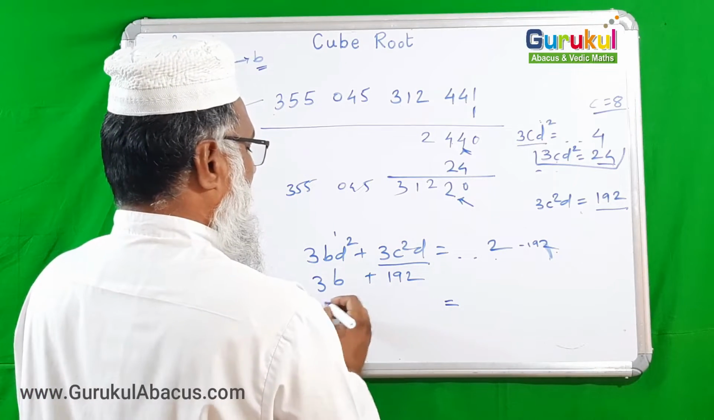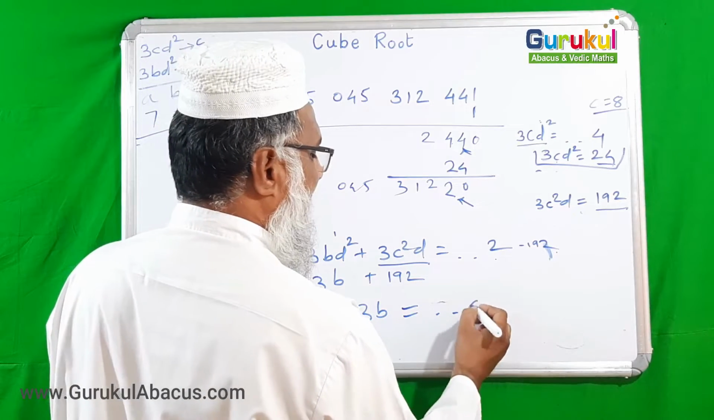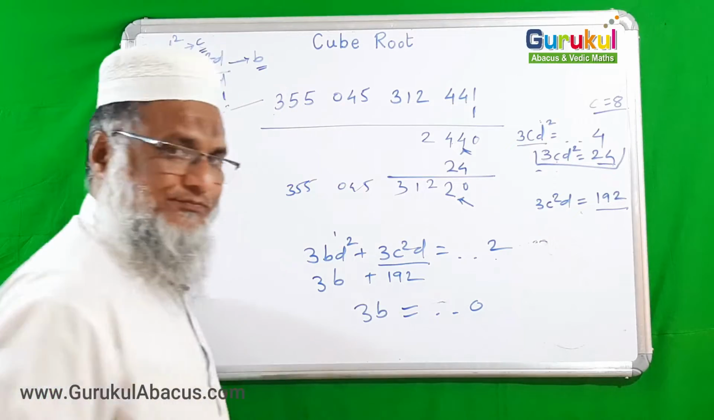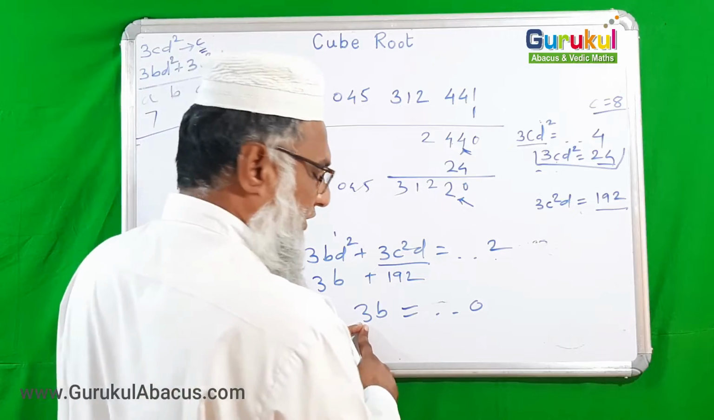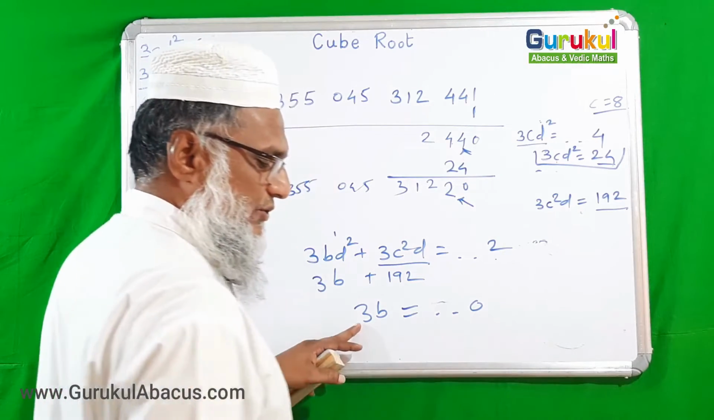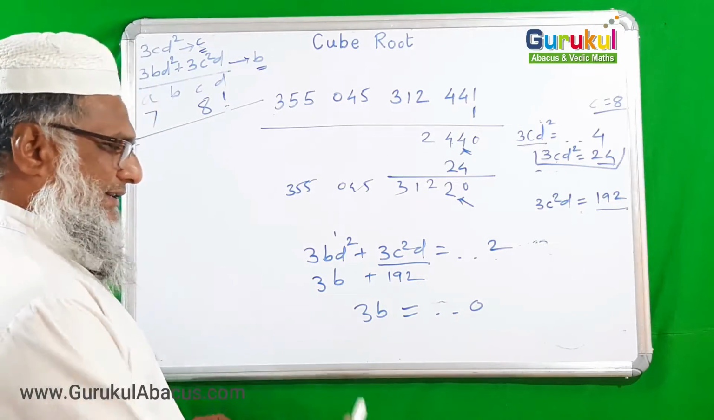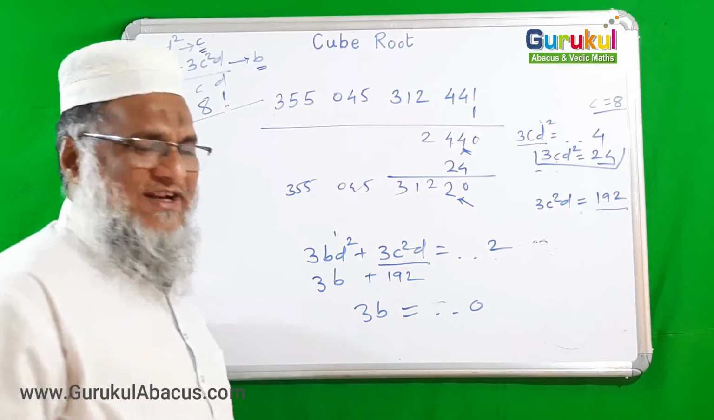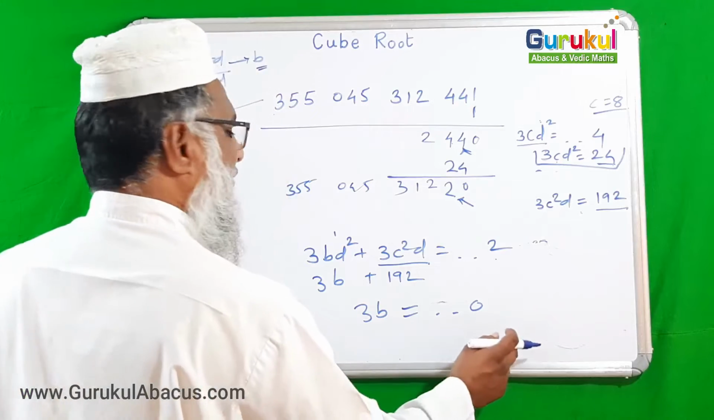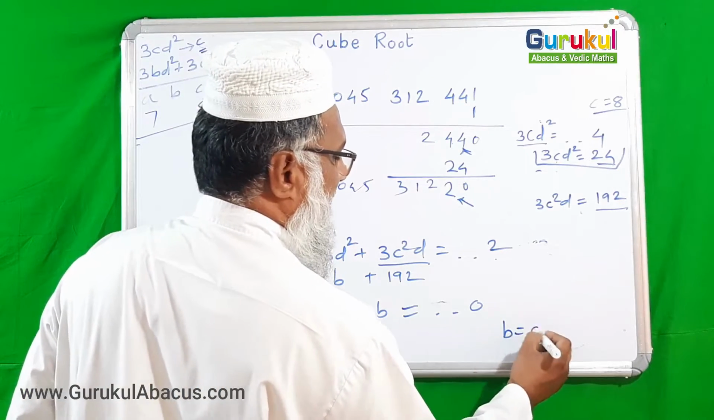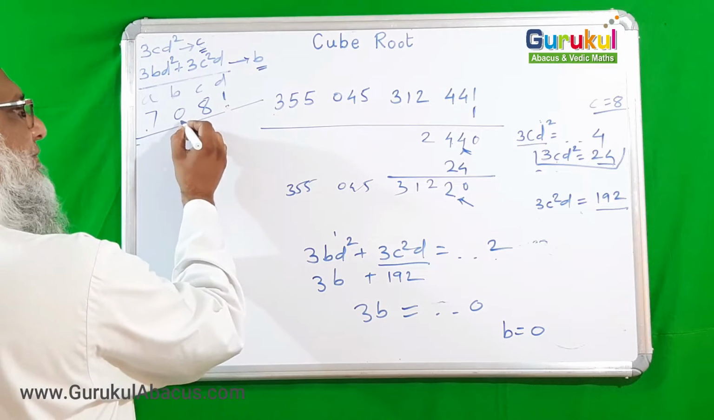So here 3B is equal to 0, ending digit is 0. Okay, now think, 3 multiplied by what is equal to 0? Then 3 zeros are 0. That's the only answer. 3 zeros are 0. Nothing else can come. So our B is equal to 0. That's it. B I am writing here. Our answer is 7081.